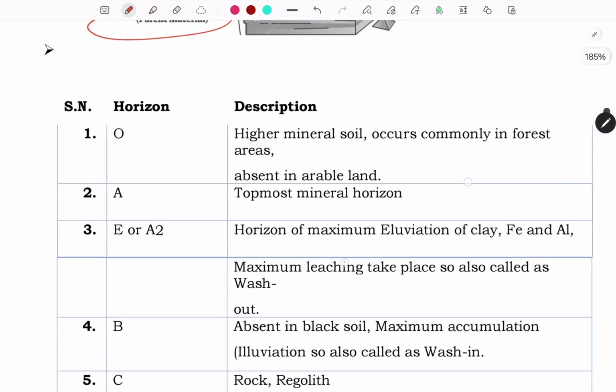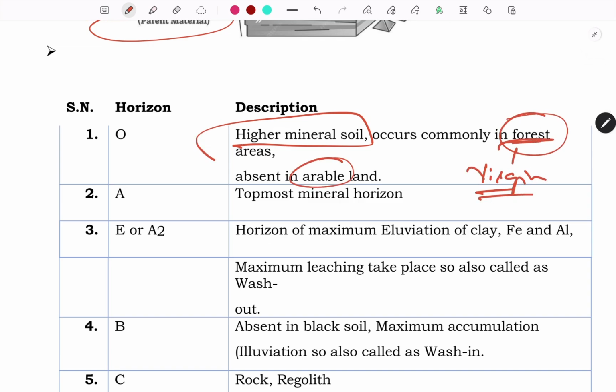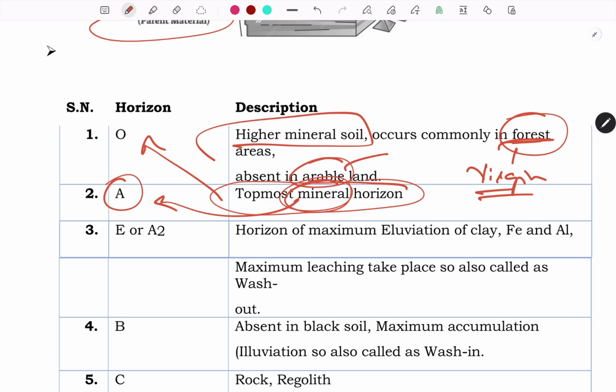The O horizon occurs commonly in forest soil, that is virgin soil. It's absent in arable or cultivated soil. The A layer is the topmost mineral horizon. The topmost layer is O, but the topmost mineral horizon is A. Then the next is the E or A2 horizon. It's a maximum eluviation zone.